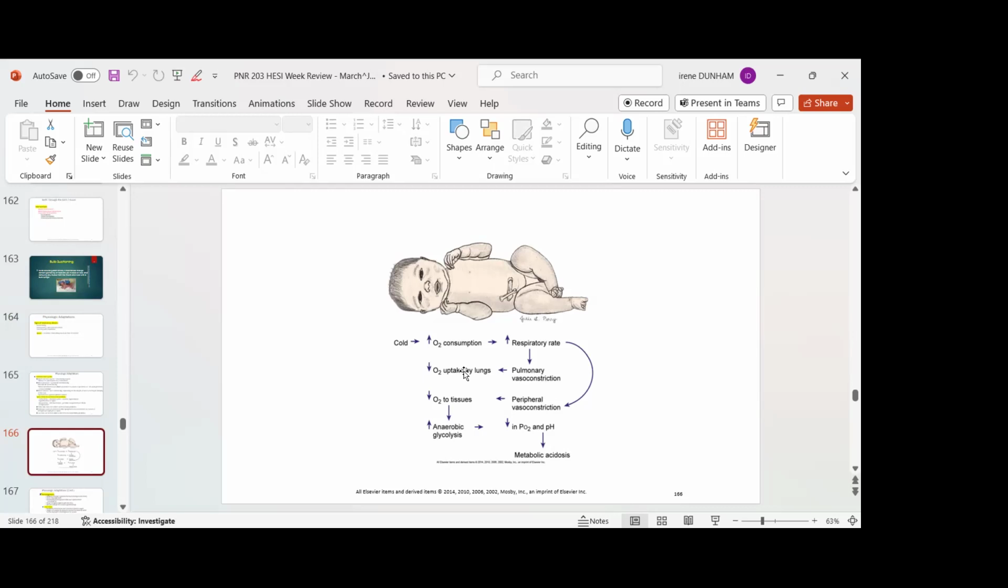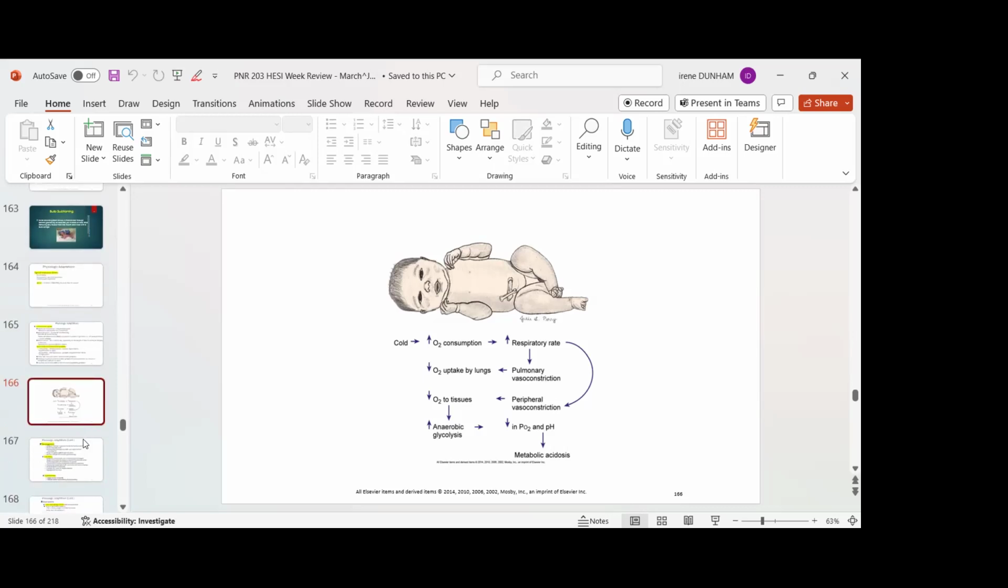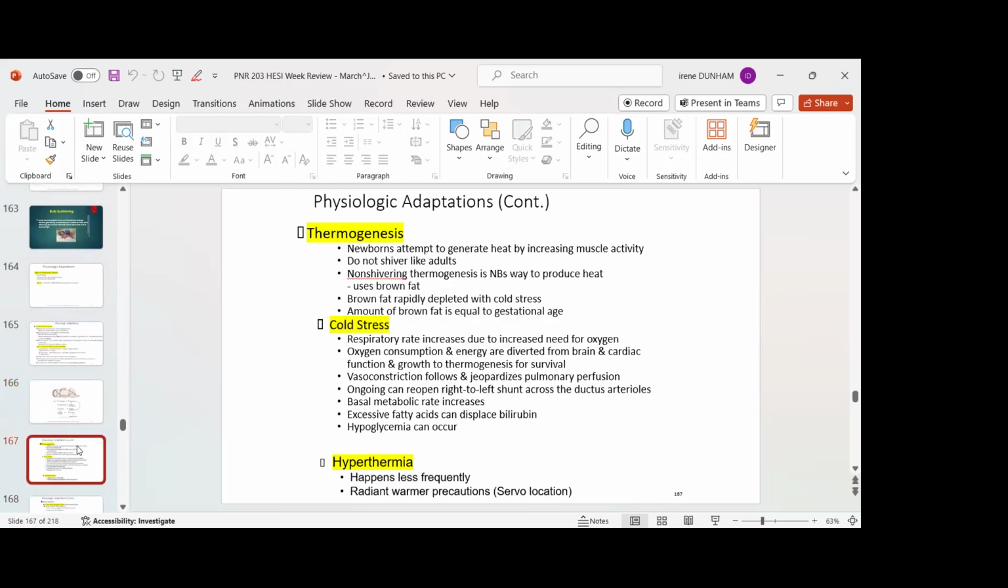And then that leads to decreased oxygen to tissues. And you don't want to do that, because what happens is you can cause this baby to be acidotic. So keep the baby warm. Because I talked about thermogenesis quite a bit. But they don't shiver like adults. So what they do is that they increase their breathing.